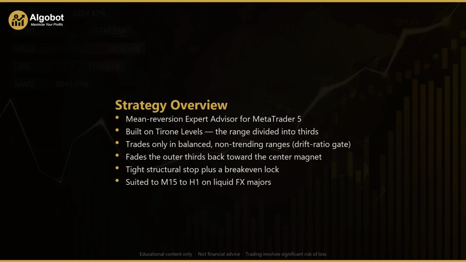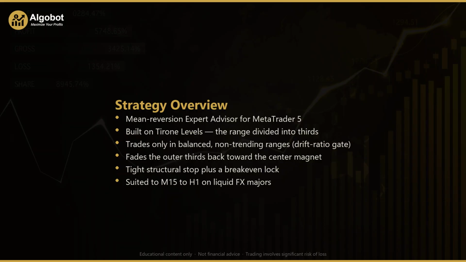Let's start with the big picture. Tirone Level Range Reversion is a mean reversion expert advisor for MetaTrader 5. Instead of chasing trends, it aims to do the opposite. It looks for markets that are moving sideways in a balanced range, and it tries to fade extremes back toward the middle. The engine behind it is a classic construction called the Tirone Levels.